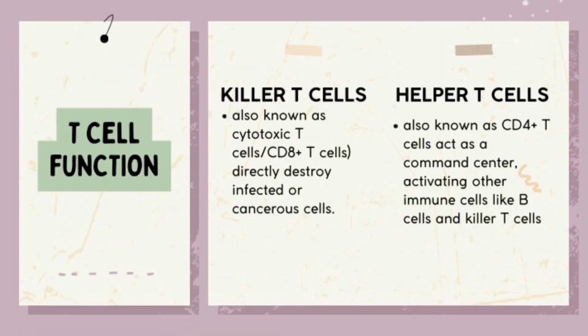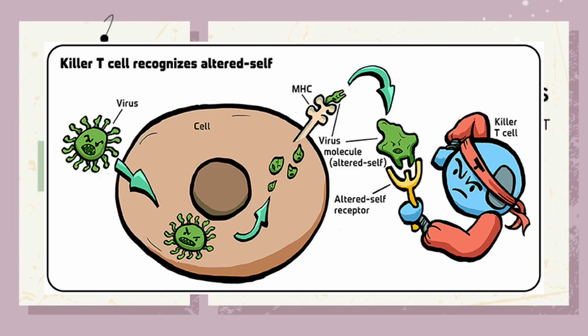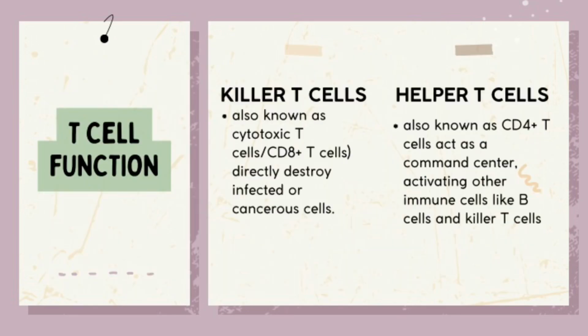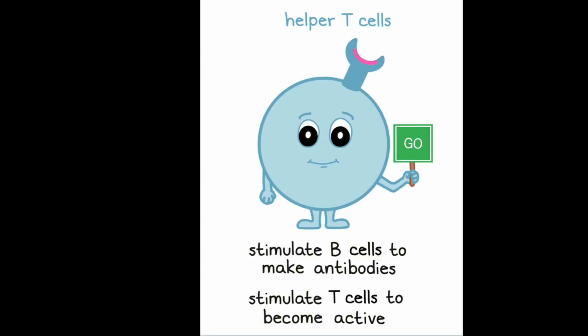Since we're talking about T cells, let's proceed to the functions of T cells. First is the killer T cells, also known as the cytotoxic T cells or the CD8 plus T cells. It directly destroys infected or cancerous cells. Next is the helper T cells, also known as CD4 plus T cells. It acts as a command center, activating other immune cells like B cells and killer T cells. The helper T cells stimulate B cells to make antibodies and stimulate T cells to become active.